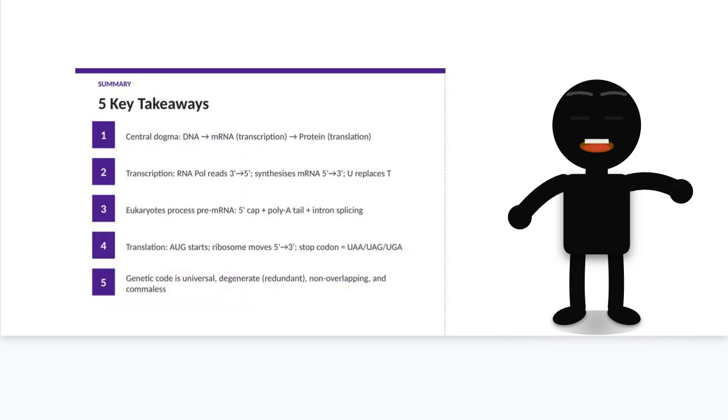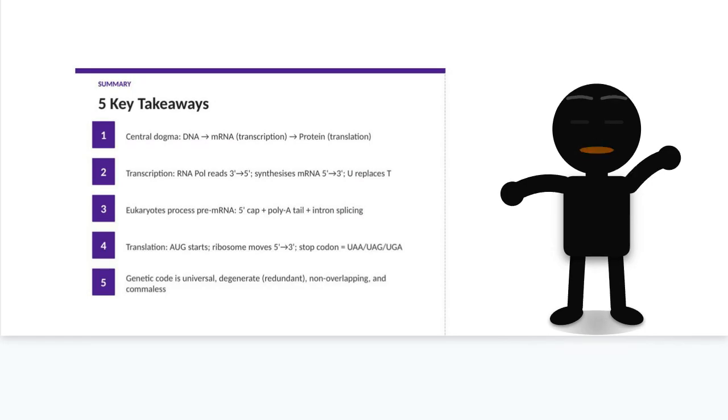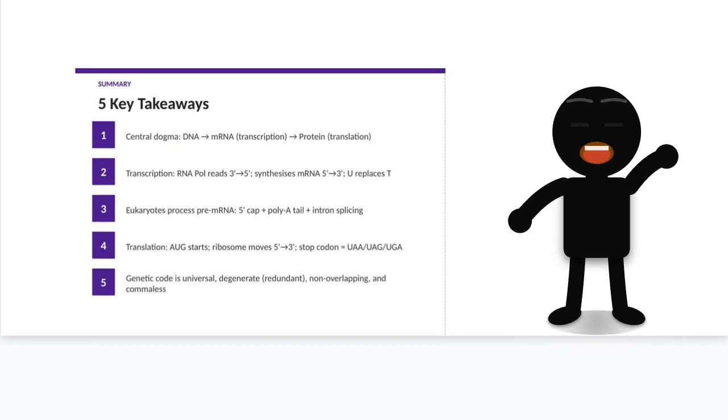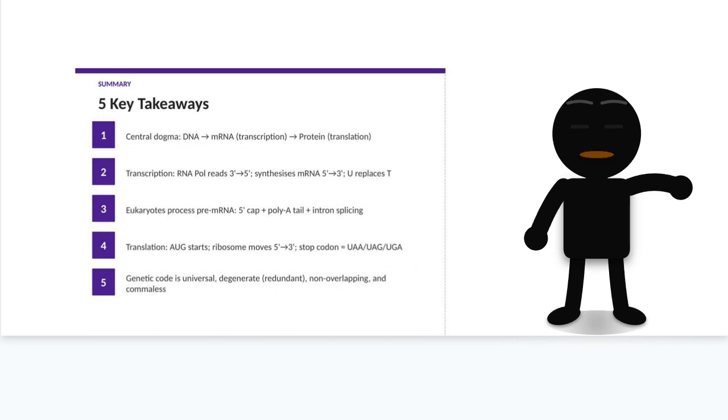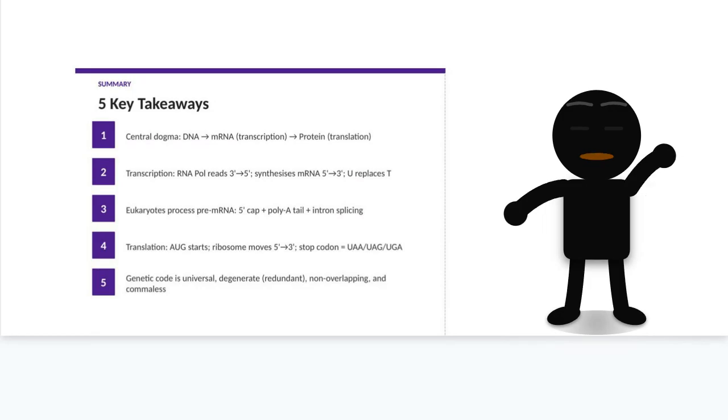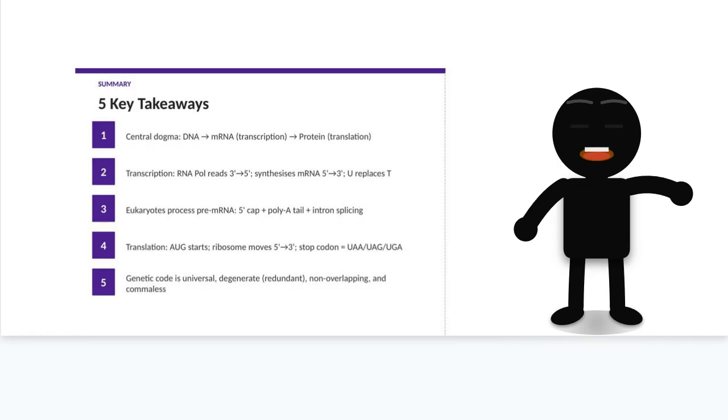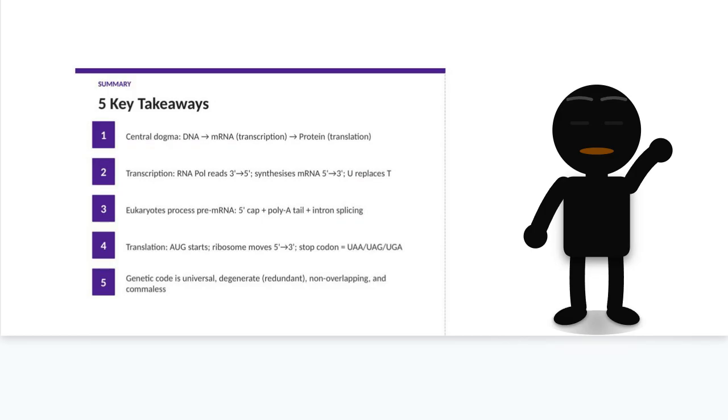5 key takeaways from B005. 1. The central dogma is DNA to mRNA to protein, with transcription happening first and translation second. 2. RNA polymerase reads the template strand 3' to 5' and makes mRNA 5' to 3' with U replacing T. 3. Eukaryotic mRNA is processed with a 5' cap, poly-A tail, and intron removal before it leaves the nucleus. 4. Translation begins at AUG, the ribosome moves 5' to 3' and terminates at stop codons UAA, UAG, or UGA.